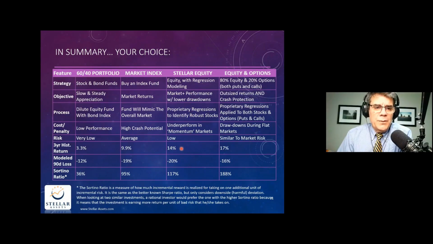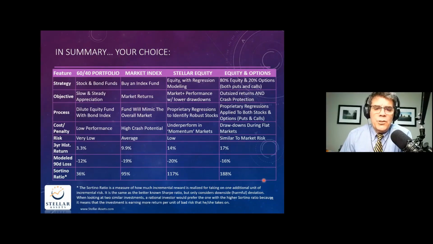3-year average 14% per year, modeled loss of minus 20%, essentially the same as the S&P 500. And we'll get to the Sortino ratio in a second. And then finally, the 80-20 mix. We've talked about this 3-year rate of 17% per year, modeled loss. So let's talk about the Sortino ratio.